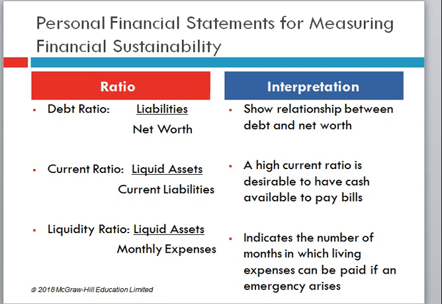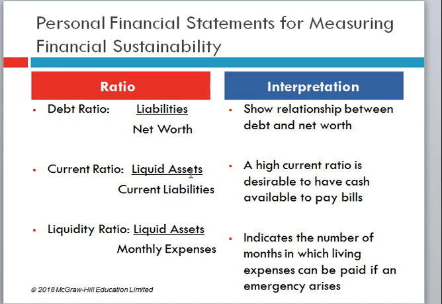So the first ratio is debt ratio. So it is liabilities divided by net worth. Liabilities is debt that you have, the total debt that you have, and net worth is what is left after deducting liabilities from assets. So it shows relationship between debt and net worth. Okay, lower this ratio, better it is. So if you have lesser liabilities and higher net worth, that is ideally good.